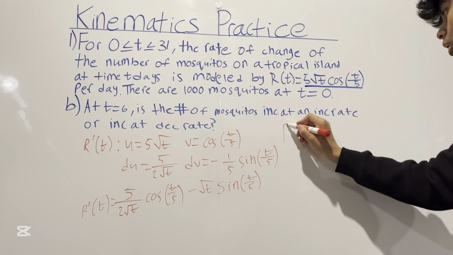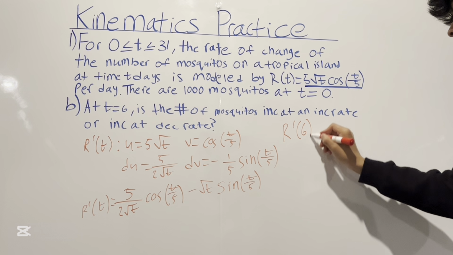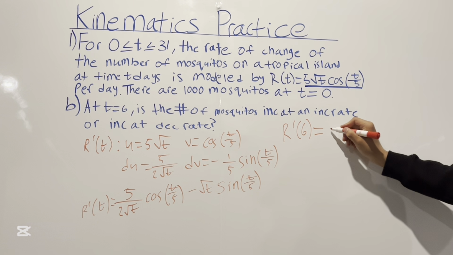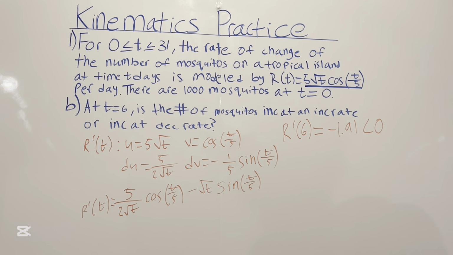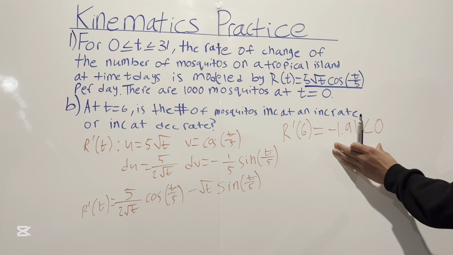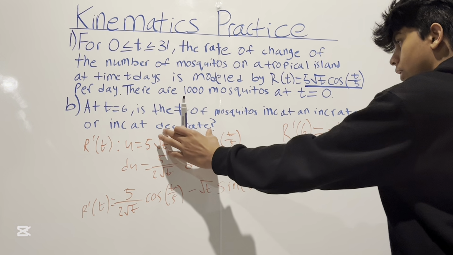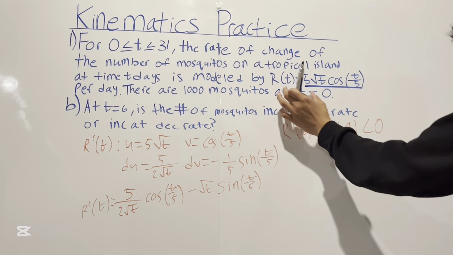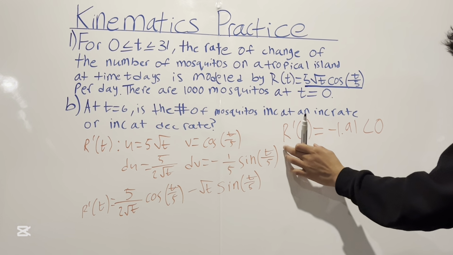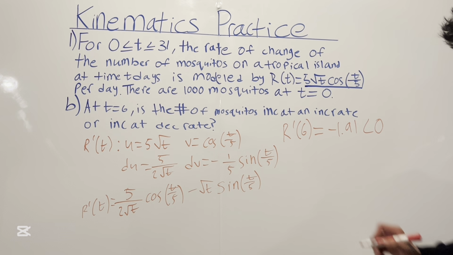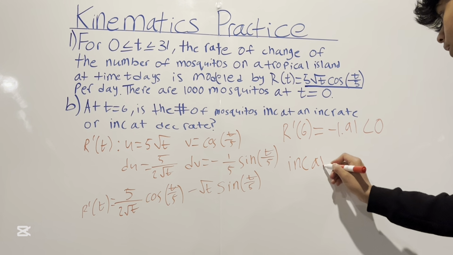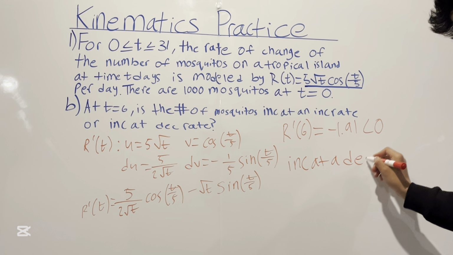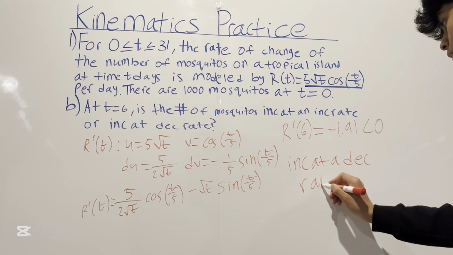So if you plug in r prime of 6 into a calculator, this is going to be negative 1.91. And this is less than 0. So since it's less than 0, this is going to be increasing at a decreasing rate. So we found that r of 6 is positive, but r prime of 6 is negative. So the answer is increasing at a decreasing rate.